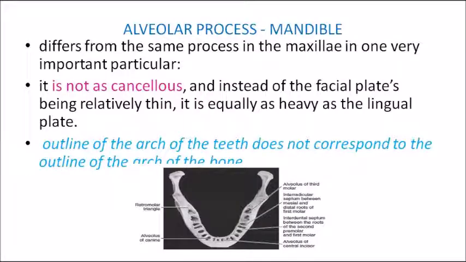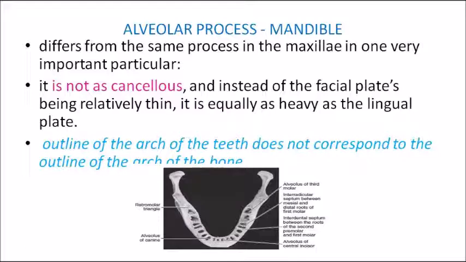The alveolar process of mandible differs from maxilla in a few aspects. One important difference is that it is not as cancellous as that in maxilla. Second, in maxilla, the facial plate is relatively thin compared to the lingual plate, but in mandible, both the facial and lingual plates are equally heavy. Third, in mandible, the outline of the arch of the teeth does not correspond to the outline of the arch of the bone.